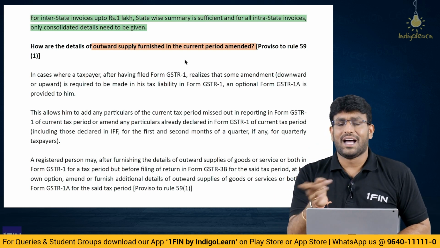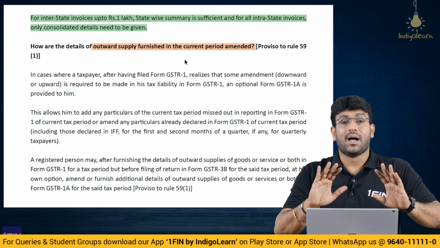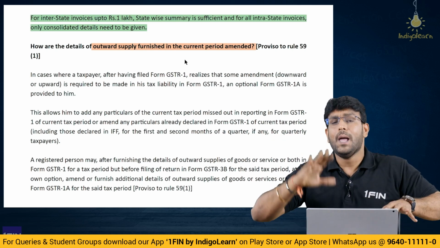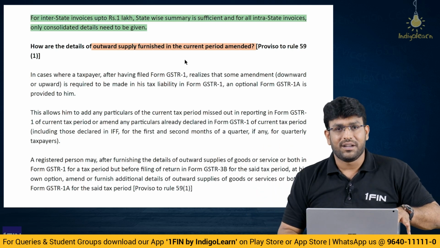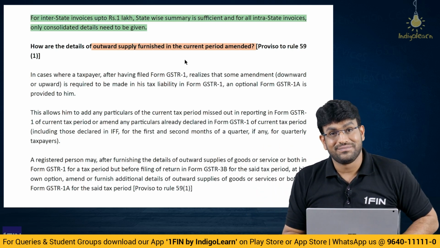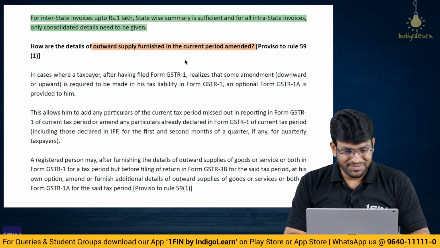However, since it is filed after the due date of GSTR 1, it will come in 2B of next month for the recipient. It will not come in 2B of this month, but it will come in 2B of next month for the recipient because GSTR 1A is filed after the due date of GSTR 1. Getting the point?